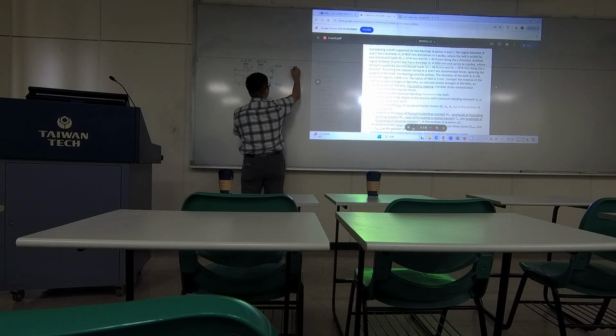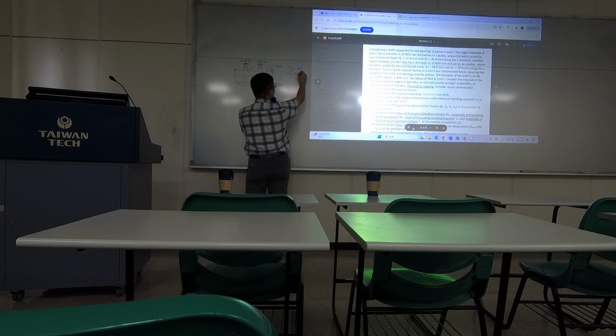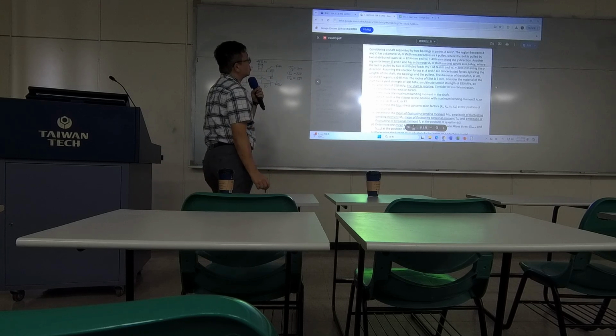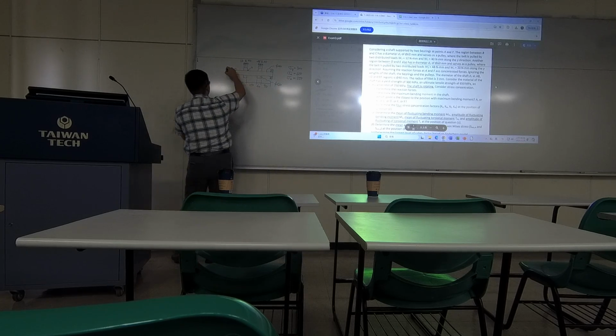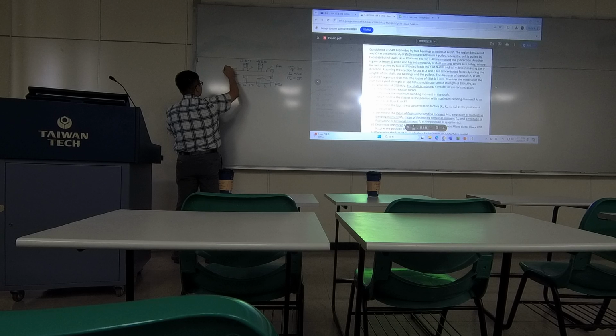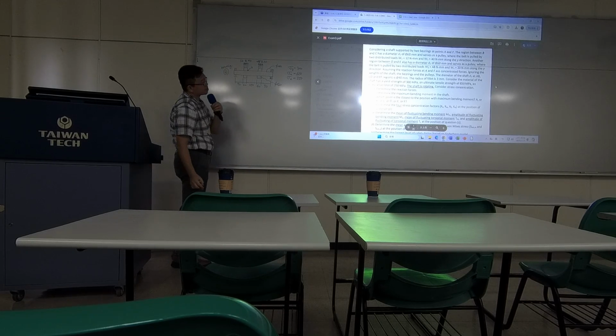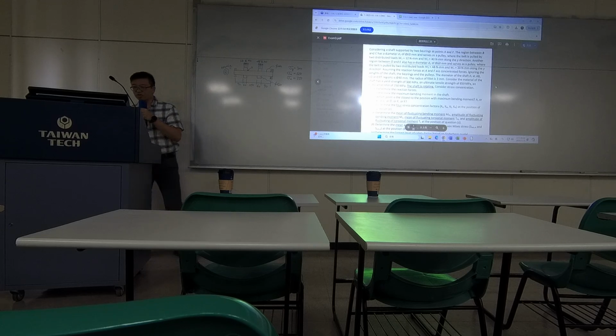Yielding strength is 300. Ultimate tensile strength is 650, and the endurance limit is 250. What else? So all the numbers are here. Okay, and the shaft is rotating. So how do you solve this?